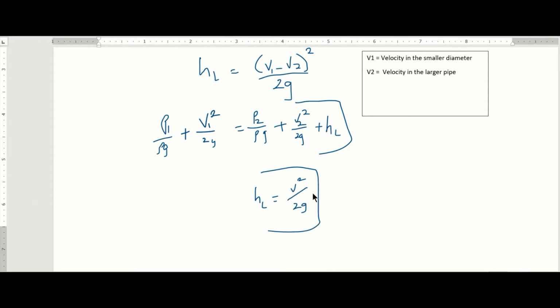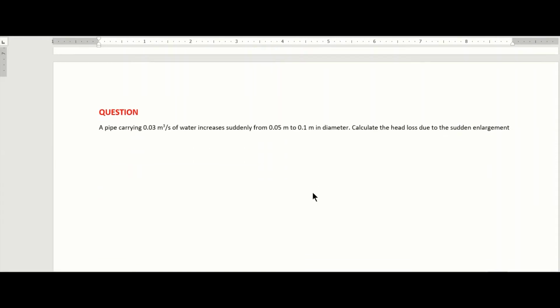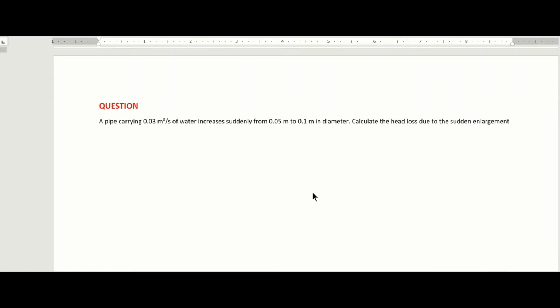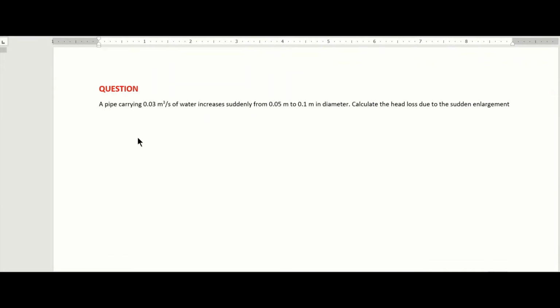So let's look at a question of how we can apply this whole concept. So here's a question. It says a pipe carrying 0.03 meters cubed per second of water increases suddenly from 0.05 meters to 0.1 meters in diameter. Calculate the head loss due to the sudden enlargement. So we can just do a sketch of the pipe. As you can see, in the sketch, it enlarges.